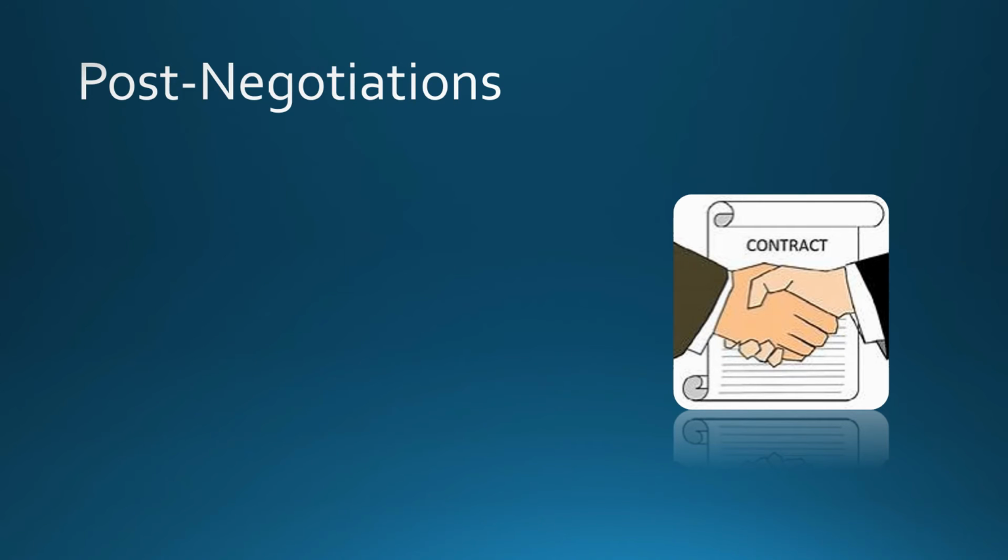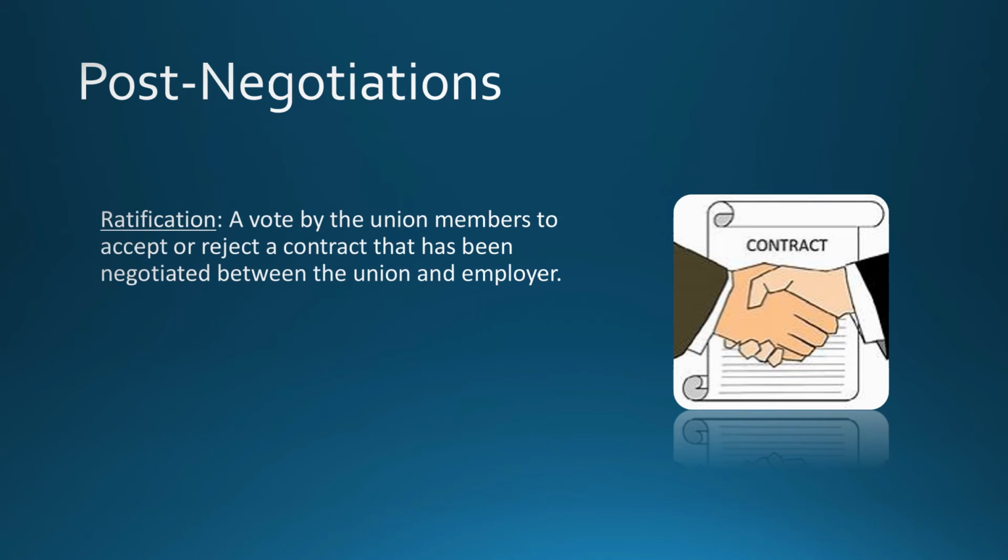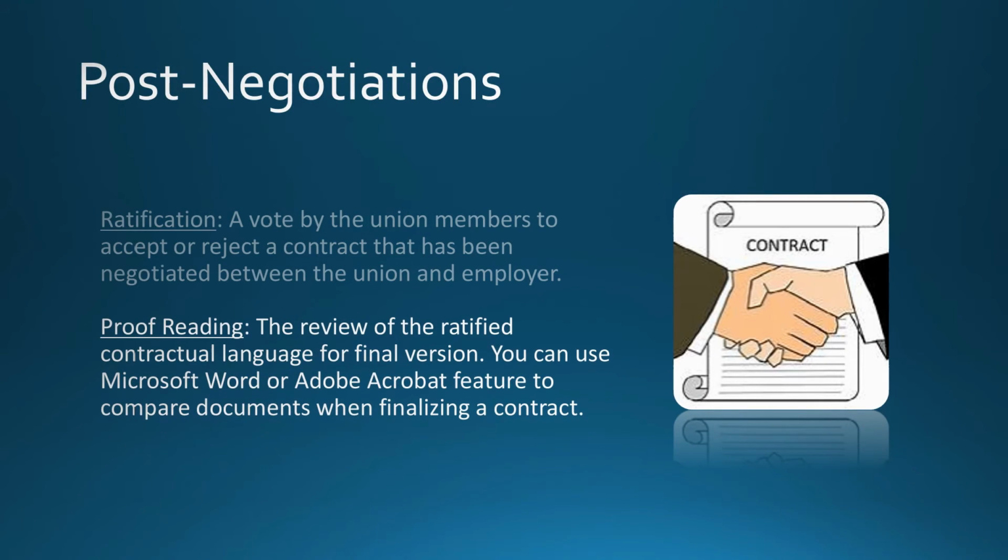Post-negotiations. After the bargaining team and the employer come up with a tentative agreement, it goes to the members for a ratification vote. This is a vote by the union members to accept or reject the contract that has been negotiated between the union and the employer. If that passes, now it's time to proofread. This is a review of the ratified contractual language for final version. You could use the features on Microsoft Word or Adobe Acrobat to compare documents when finalizing a contract.